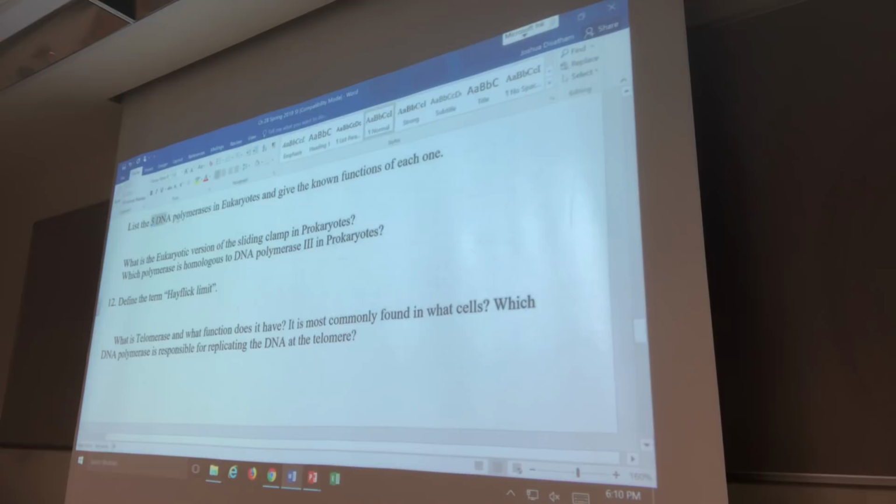You do need to know the different DNA polymerases in eukaryotes, all those Greek letters, alpha, beta, gamma, delta, and epsilon, and what each one does. So please review that. And PCNA is the eukaryotic version of sliding clamps in prokaryotes. PCNA is in eukaryotes and is the eukaryotic version of the sliding clamp in prokaryotes.